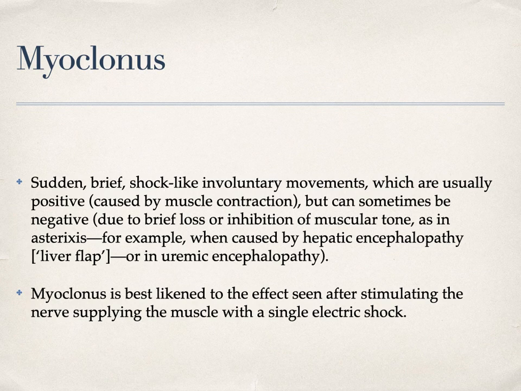To move on to myoclonus, this is a condition with sudden, brief, shock-like involuntary movements, which are usually positive, so upwards in their inflection, but can sometimes be negative. This is when you have their hands outstretched and their hands flap. This is often seen in CO2 retention, but also in liver disease.